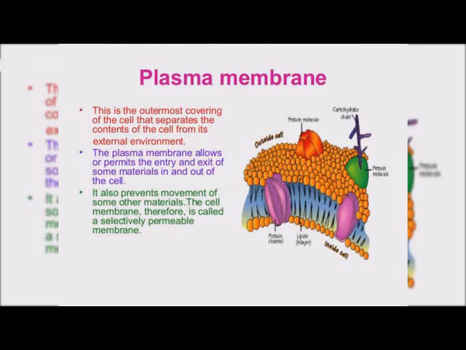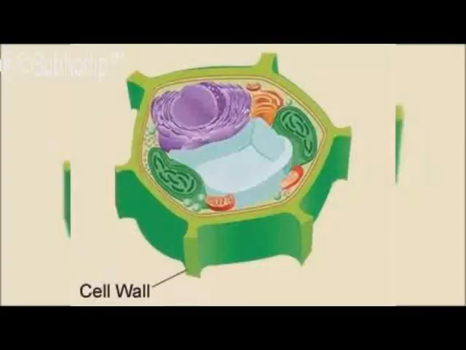The nucleoplasm contains a network of thread-like structures called the chromatin network. When a cell divides, the chromatin network forms small thread-like structures called chromosomes. The chromosomes carry genes which are responsible for hereditary characters that are passed from the parent cell to the new cell.